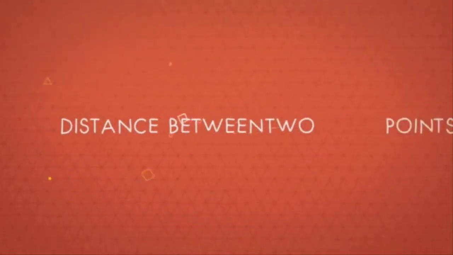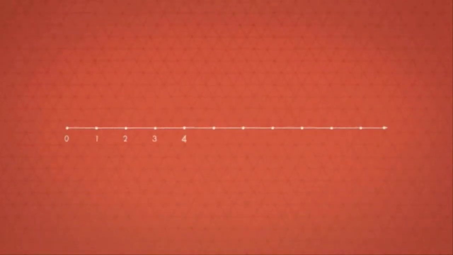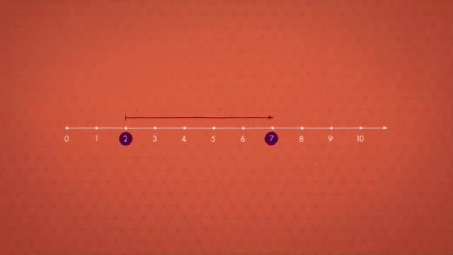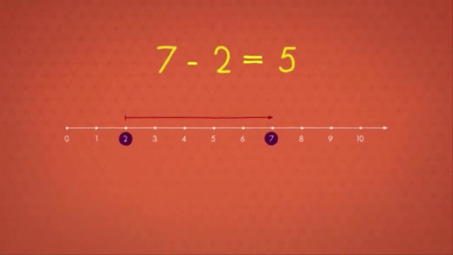Distance between 2 points in the coordinate plane. Here's our old friend, the number line. Do you remember how to find the distance between 2 points? We take their positions, the coordinates, on the number line and subtract the smaller number from the greater number. This calculation gives us the distance between the 2 points.